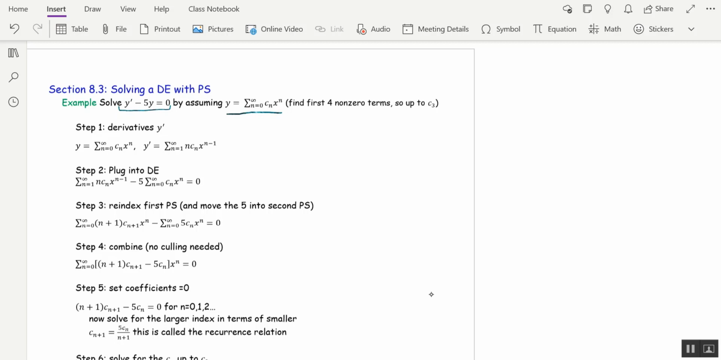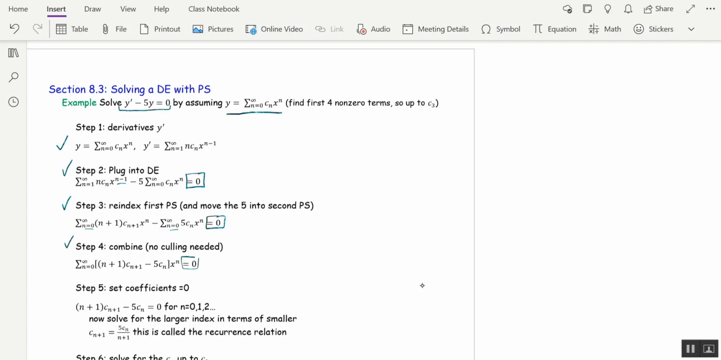So step 1 is to take our derivatives. I did that. Nothing new there. Step 2, plug into the differential equation. So I plugged in y prime and y. Now what's new here is that this is equal to 0. On the previous page it was just an expression, now it's an equation. So step 3, I had to re-index this first guy, and I did that, and you can follow through and make sure I did that step correctly. And again, I have an equals 0, it's an equation. And then step 4, I had to combine, so I had a single power series. Now these both started at 0, so I didn't have to cull anything out. So this is step 4, and again, I have an equals 0.